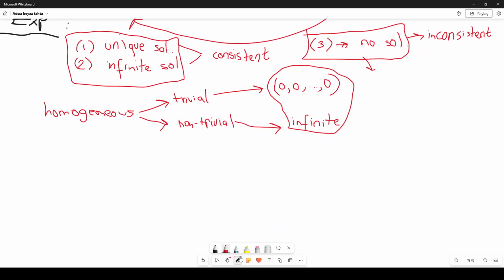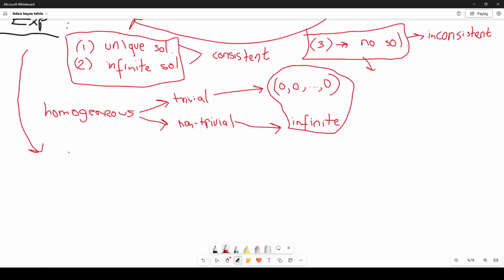Alright then, what we need to do is check whether or not a non-homogeneous system is consistent. And now here's the question: how can we determine whether or not a given non-homogeneous system is consistent? Let's give an example for that situation.